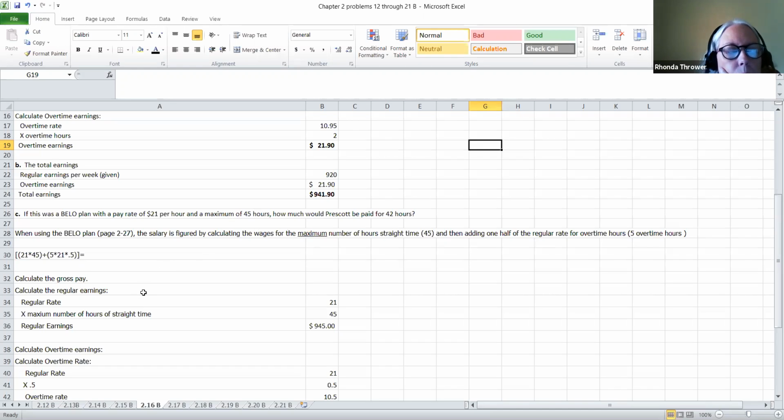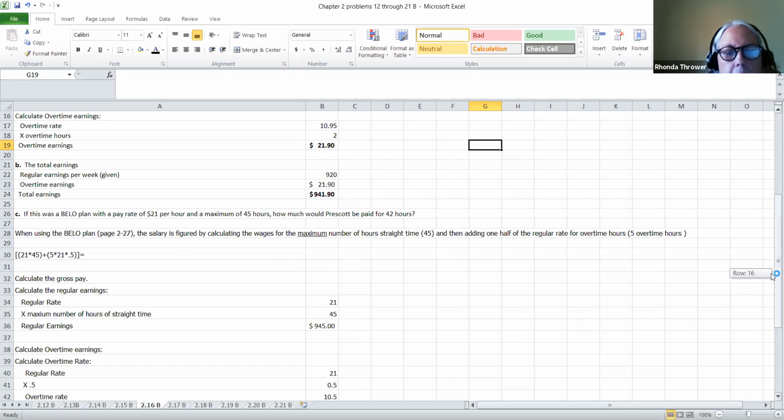So what we have to do is calculate the gross pay. And we're going to calculate the gross pay first by calculating the regular earnings. The regular rate was $21. That was given. And the regular number of hours is 45. That's the maximum hours, 45. So 21 times 45, the maximum hours of straight time pay, would give you the regular earnings.